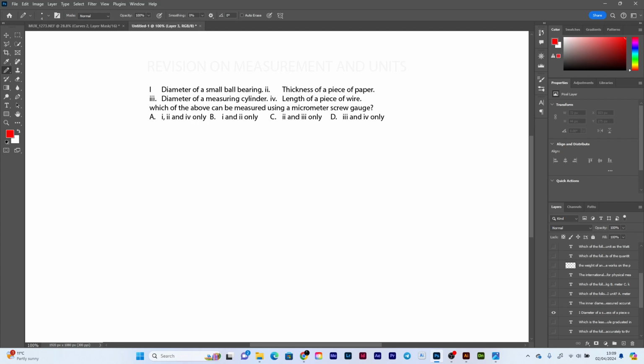So you see now that the question is basically about testing what they are using all these instruments to measure. When you look at it, you ask yourself, micrometer screw gauge is used to measure what? The thickness of a thin wire, and also the external diameter of a round object, isn't it? So let's look into that. We have thickness of what? Of a piece of wire.